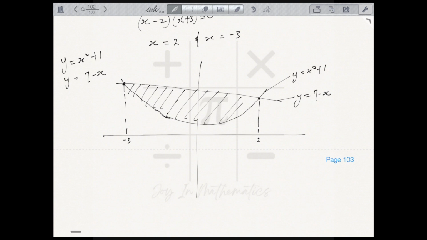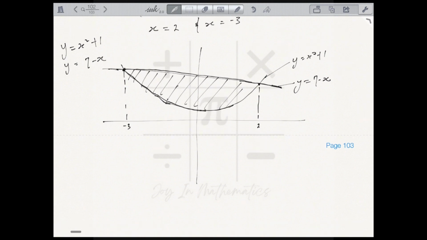Now the question is, which is above and which is below? We can say that this 7 minus x is superior to x squared plus 1. Therefore, the shaded area will be the integral from minus 3 to 2 of 7 minus x minus x squared plus 1 dx.